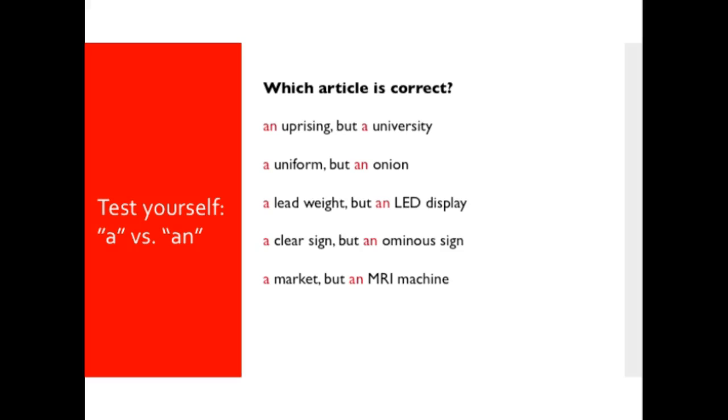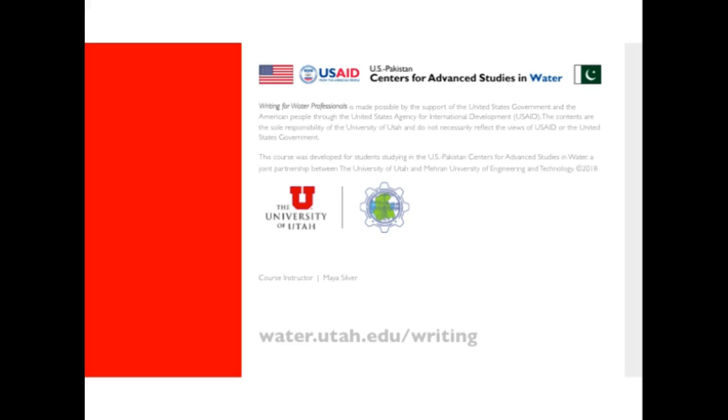A uniform versus an onion. A lead weight, an LED display, as I talked about earlier. A clear sign, an ominous sign. A market, an MRI machine. So really be careful with acronyms, because we use a lot of those in the sciences, and it's very common for the name of a letter to start with a vowel sound even though it actually starts with a consonant, which can be misleading.